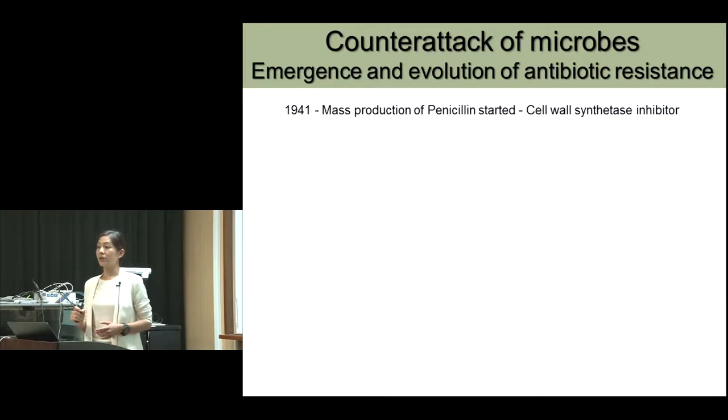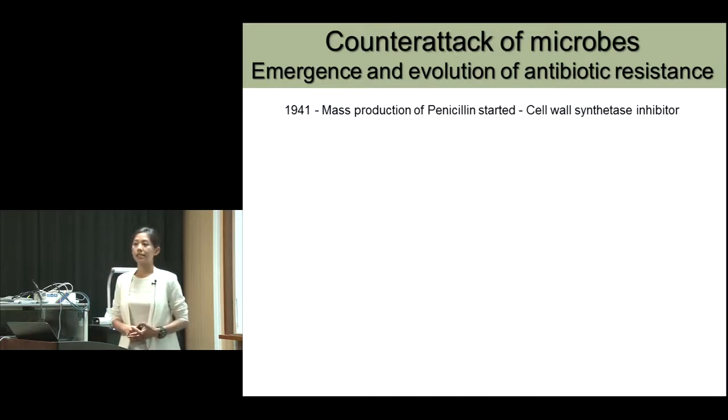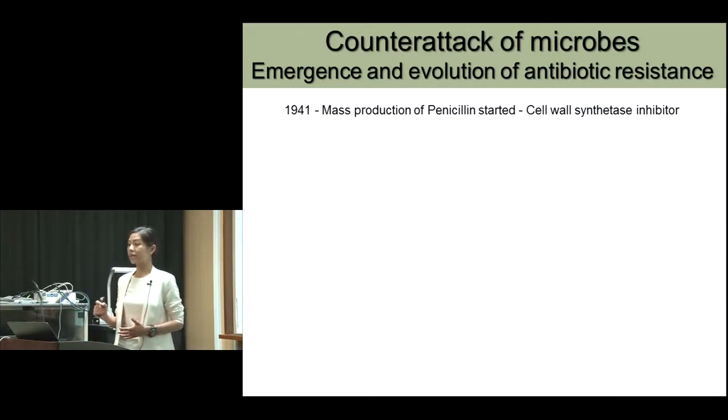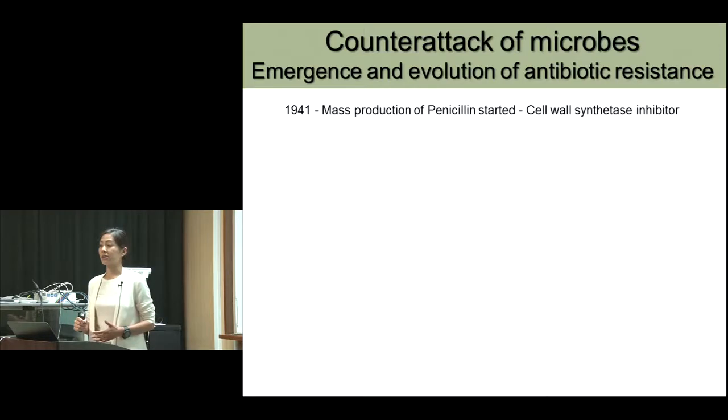So with the novel development of antibiotics, the scientific society had high hopes. As we can see in the previous slide, experts were now very optimistic that we could overcome the microbes. However, since the mass production of penicillin, there was also almost a simultaneous emergence of penicillin-resistant bacteria.